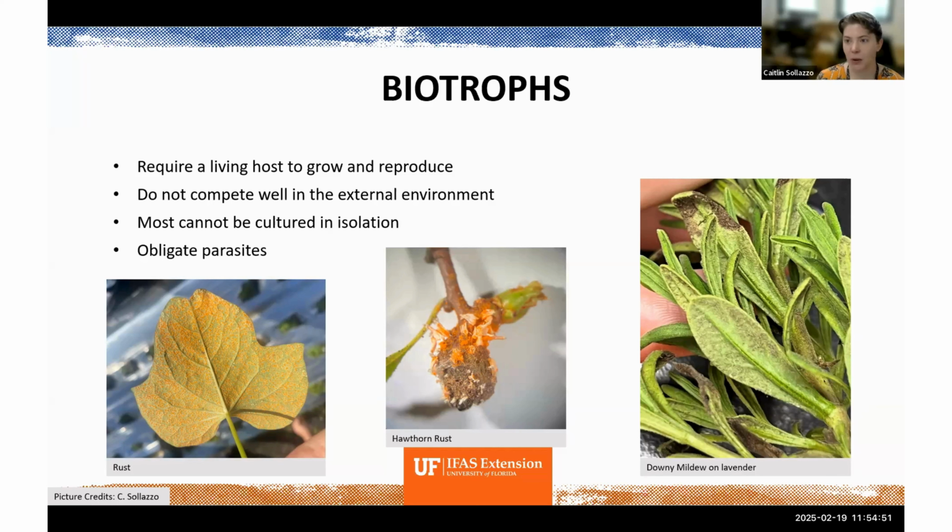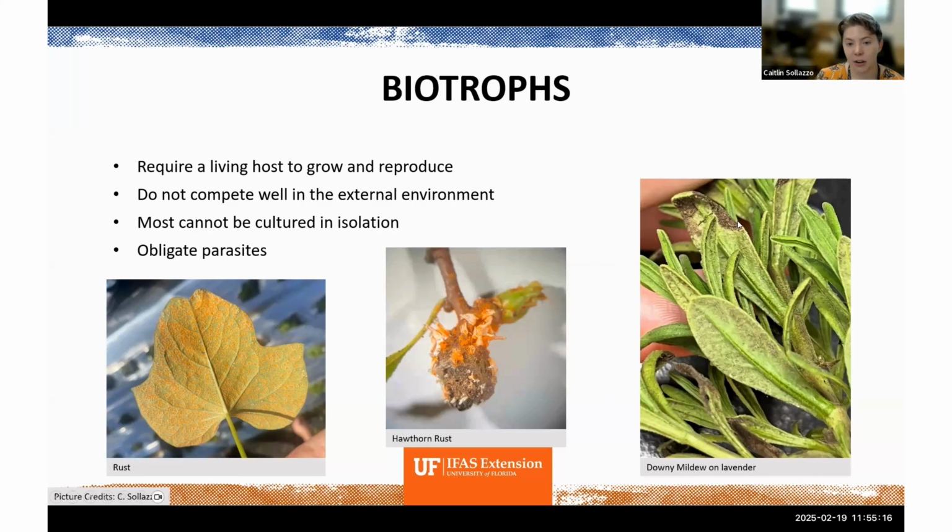It will not compete well once the plant dies. So it only can compete if it's a living plant. An example of this is over here, we have downy mildew on lavender. If you see all this gray fuzzy stuff, that's actually the downy mildew. It's literally everywhere. And you see the tissue is still pretty green and living because downy mildew is a biotroph and needs living tissue.